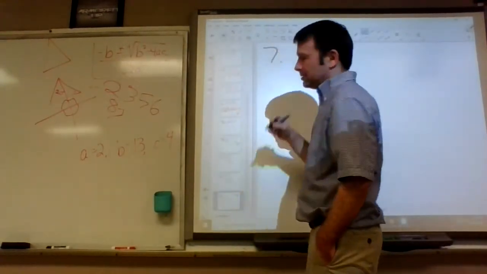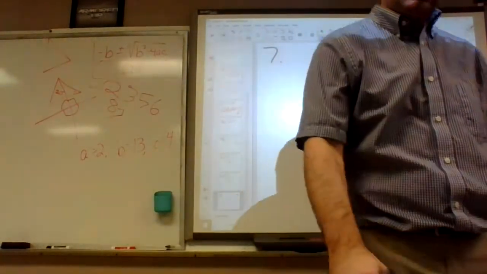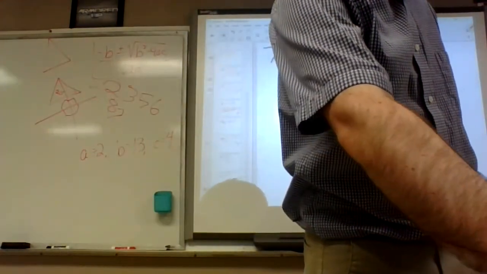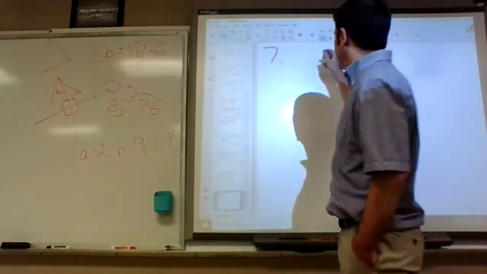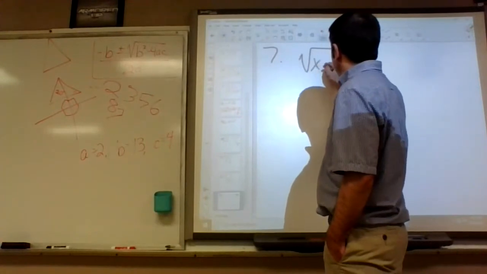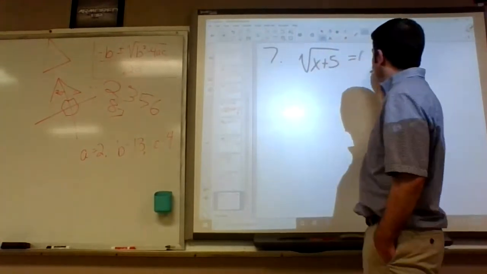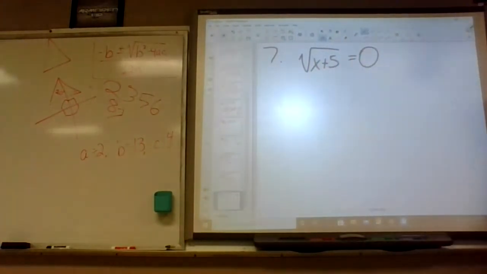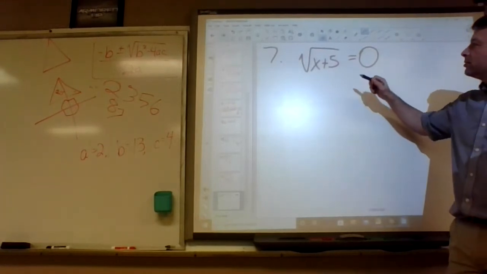Magic. Number 6 is a decimal. Number 7, x plus 5 equals 0. You guys might be able to do this one in your head. What do I do first?